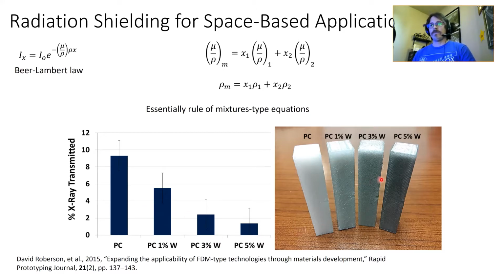And then here's some examples. These are actually Izod impact tests that we did for this study. So this is pure polycarbonate loaded with 1% tungsten going all the way to 5% tungsten. You can see the difference in just the color that occurred by loading more and more tungsten. It was pretty cool because for a really, really low weight percent, we were able to block out a reasonably high amount of X radiation according to our results.